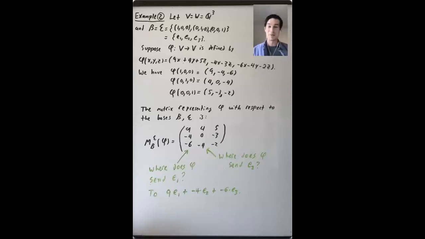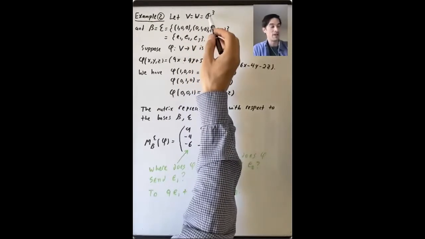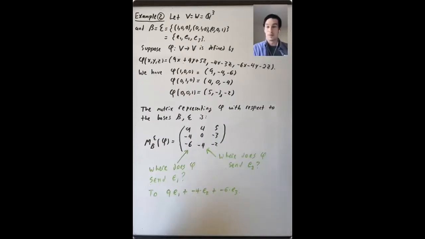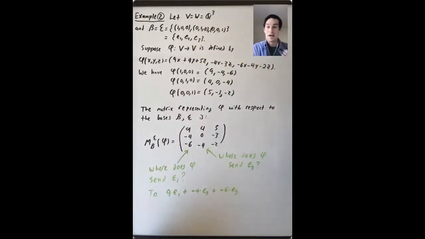The next example I want to give does come directly from Dummit and Foote, and I want to keep this example because we're going to come back to it in the next lecture. Let's say V is equal to W is Q cubed, Q to the third. So it's going to be a vector space over Q, and V and W will be the same vector space over Q. And we'll pick the same basis for each. We'll pick the 3 standard basis vectors, (1, 0, 0), (0, 1, 0), (0, 0, 1).